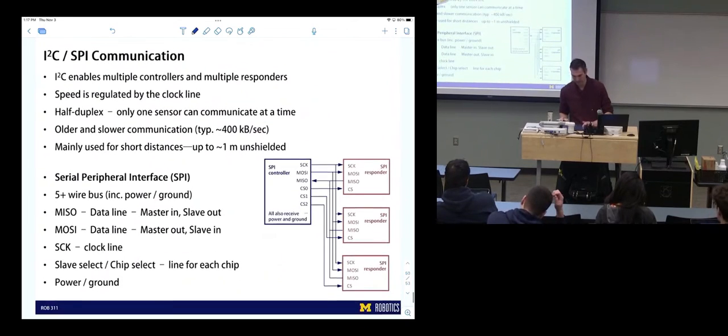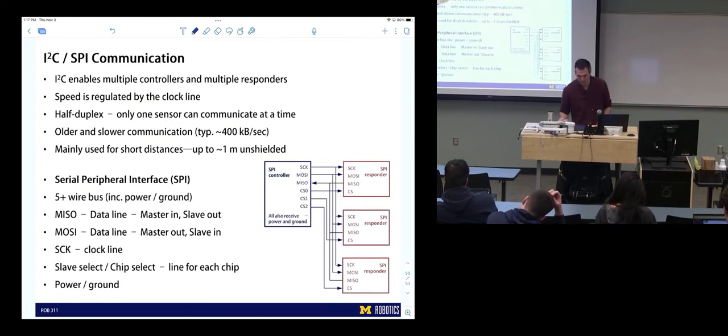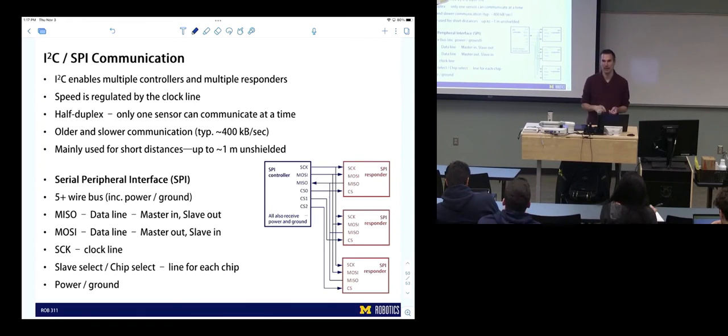Cool. This was kind of finishing I2C, talking about SPI. The main thing about SPI was, what are the main points of SPI? There's a couple. SPI and how it compares to I2C.